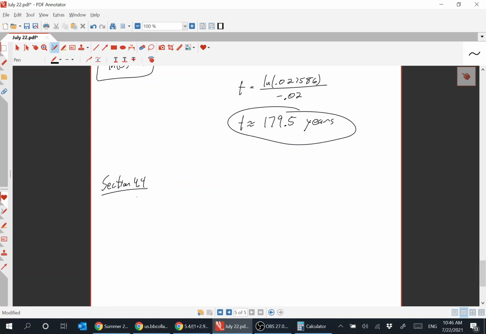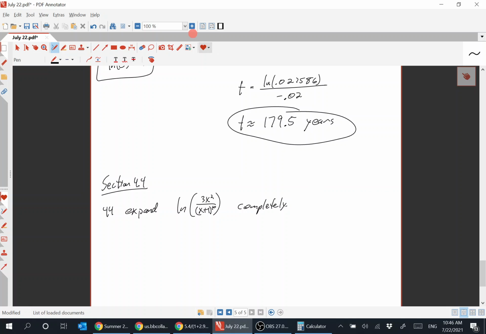so say number 44, so expand natural log 3x squared over x plus 1 to the 10th. So expand this completely. In other words, use the properties of logarithmic functions to get all of the division, multiplication, exponentiation out of the argument as much as you can.